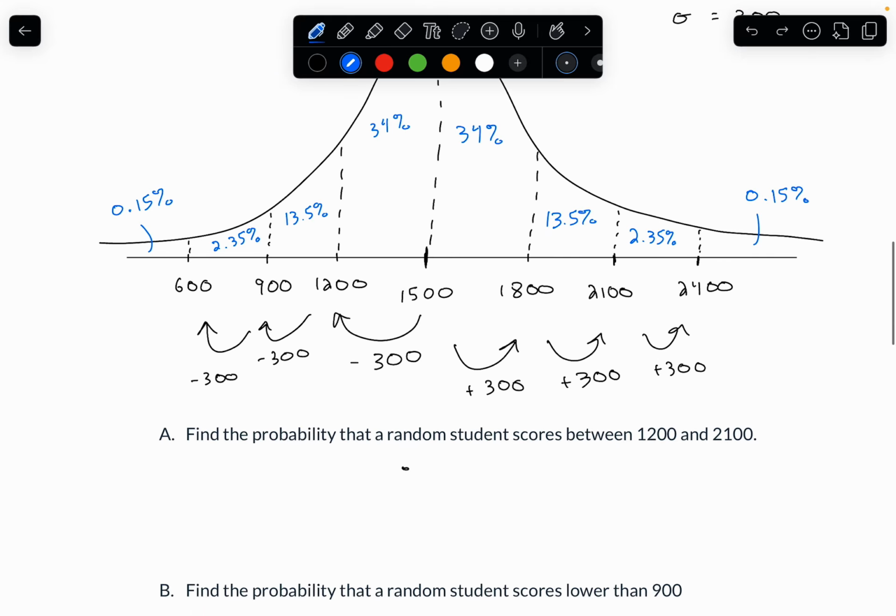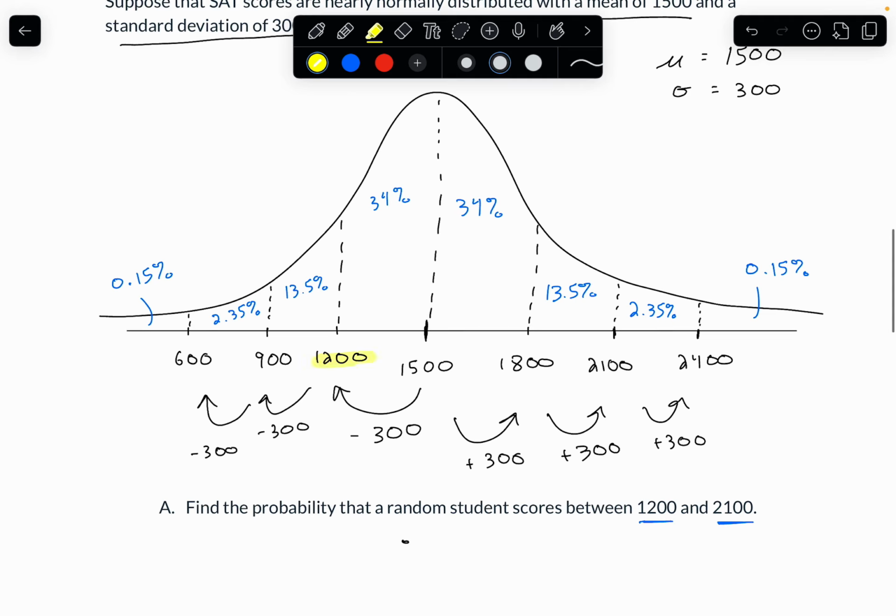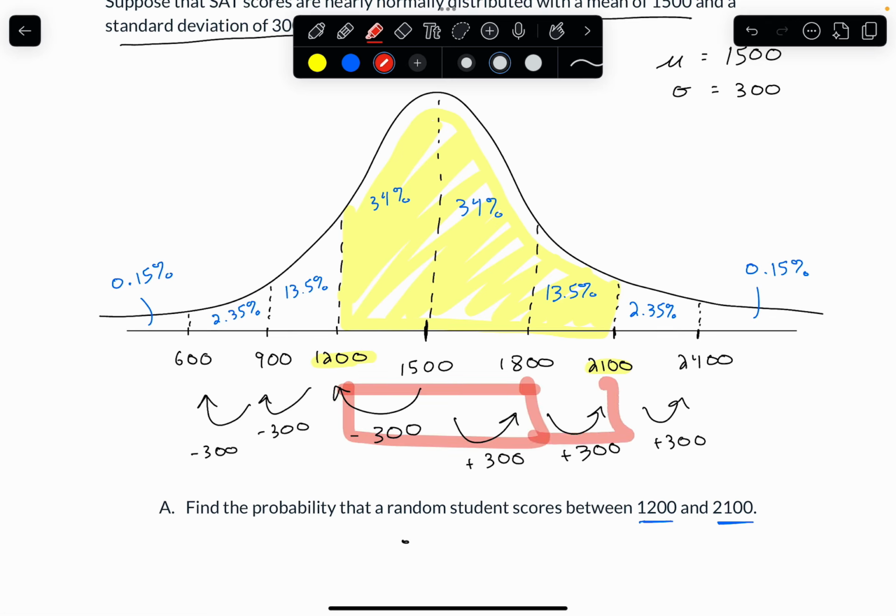In this case, it says, find the probability that a random student scores between 1,200 and 2,100. So we're looking between 1,200 and 2,100. So here's 1,200. Here's 2,100. I am looking at this portion of my normal distribution. Now, the percentages that we calculated in the last video are particularly handy because this isn't just within one standard deviation or two standard deviations or three standard deviations. In this case, I actually have this part right here within one standard deviation. And then I've got this little extra bit right here.